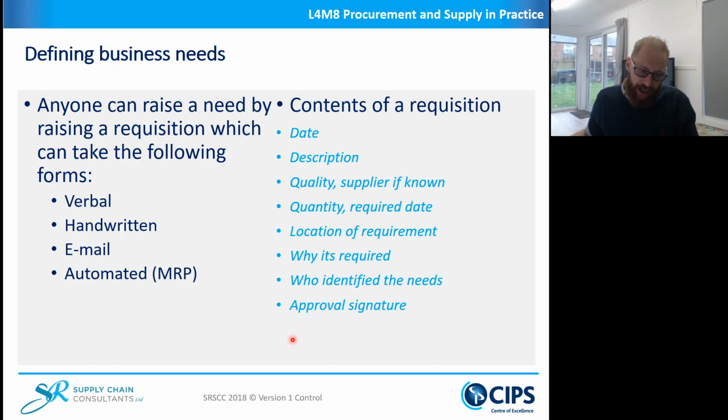Defining the needs. So things that define the need can be identified in a number of different ways. We talked about requisition, and I've put some of the characteristics that would be required on a requisition, because that is what you're going to need.